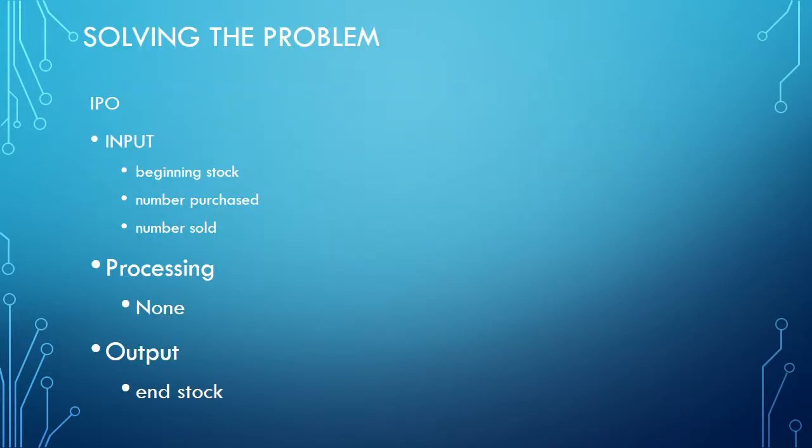If we look at this from our IPO perspective, what I've done here is break it down to the items that we need. For our IPO, we have the input, which is our beginning stock, the number purchased, and the number sold. We don't have to do any processing with this particular problem. And as output, we just need the end stock at the end of the month.